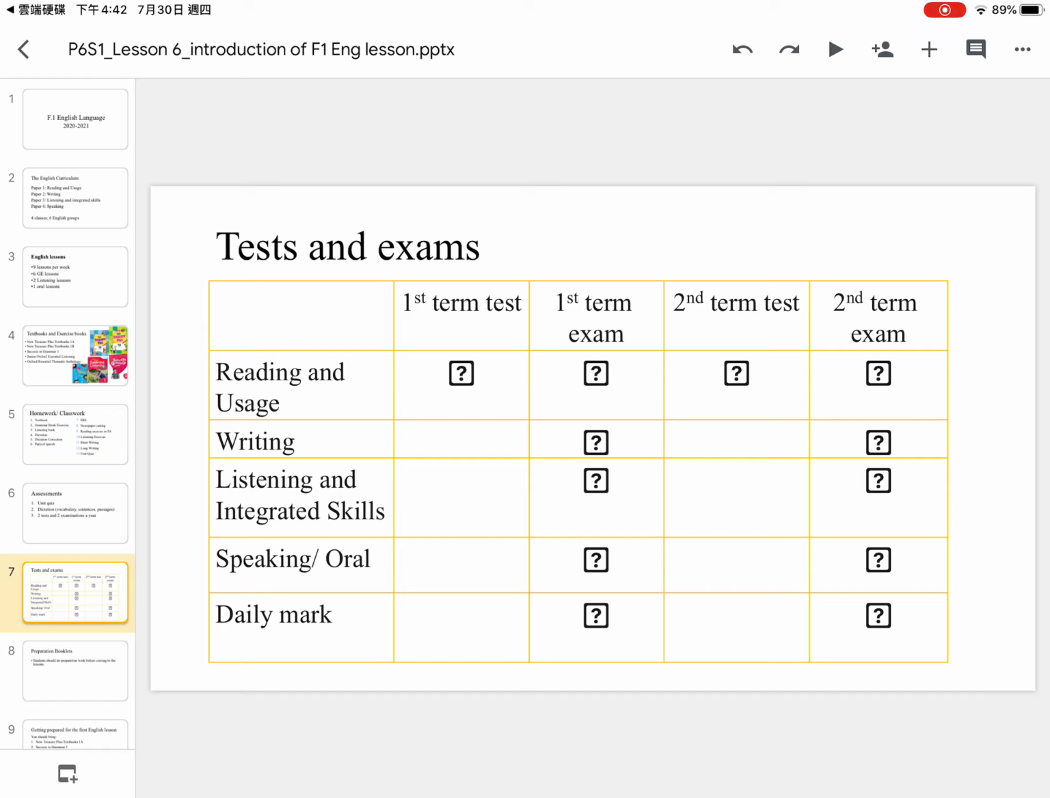What will be the daily mark? I just mentioned it before. The daily mark will be your unit quiz, which will take place once every 2 units. You don't have to worry much about the unit quiz. Your English teacher will tell you about the unit quiz in advance. He or she will tell you what the content is, what you will be tested on. So make sure that you do enough revision and pay attention in class, so you don't have to worry about your unit quiz. All right.